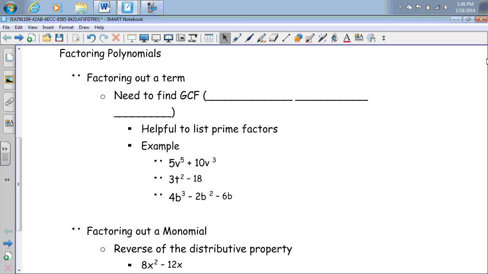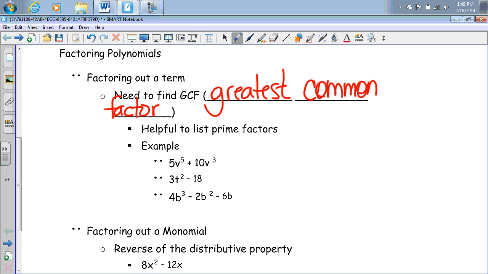Hopefully you remember that the GCF is the greatest common factor. When you're looking for the greatest common factor, it's helpful to list prime factors. Remember, prime numbers are numbers with two factors, 1 and itself. Okay? So if we look at this example here, we have 5v to the 5th plus 10v to the 3rd.